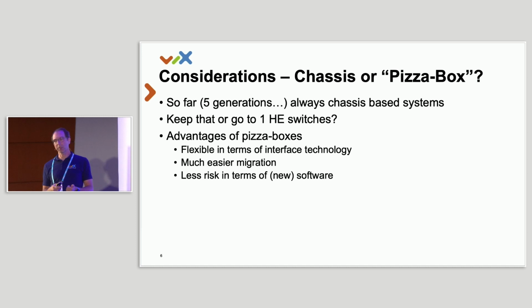So the question was, should we stay with these big chassis, or should we go to these flexible switches? And at the end, we decided to go to the fixed form factor pizza boxes, because we learned that we are much more flexible in terms of interface technology. If you have a chassis-based switch, at some point in time it's old, and you cannot add a new type of interface, may it be the number of interfaces or speed, or the problem we had was the power per gigabit was just too high. So on a chassis, you are bound to what is offered to be inserted in the chassis.